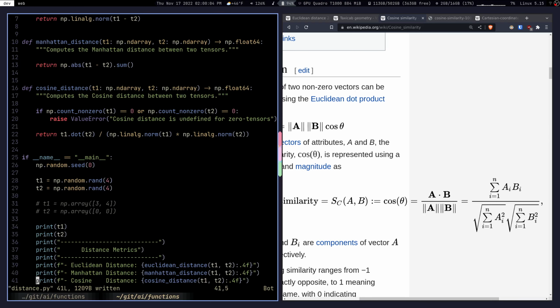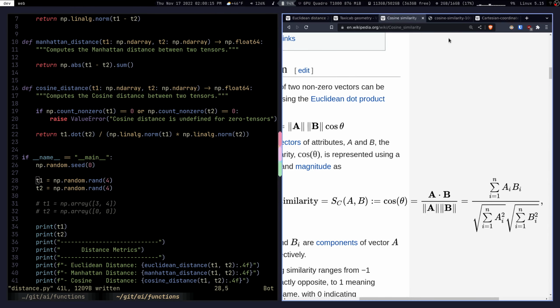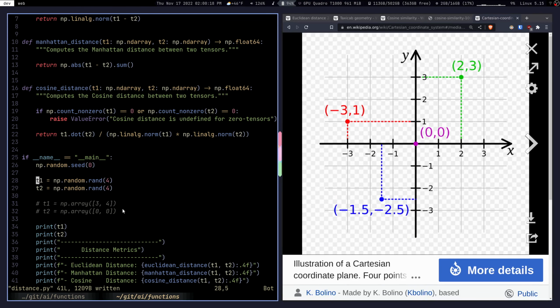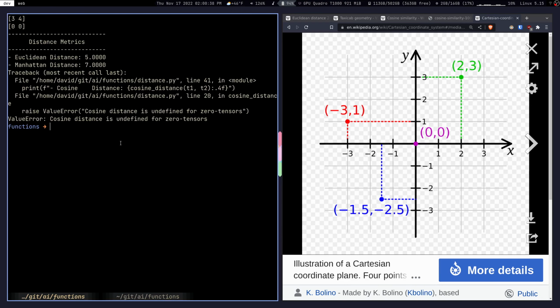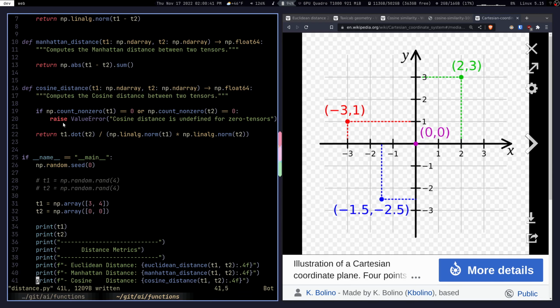We have the cosine distance. Now, these are some random values, and we're going to get the same results over and over again because we have a random seed set for reproducible experiments. But for a better visualization here, let's change T1 and T2 to more reasonable numbers. T1 is 3, 4, and T2 is 0, 0. In this case, we're in a Cartesian coordinate system. Actually, if we run this, we're going to get a value error. Cool, because T2 is a 0 tensor, and cosine distance is not defined for those tensors.